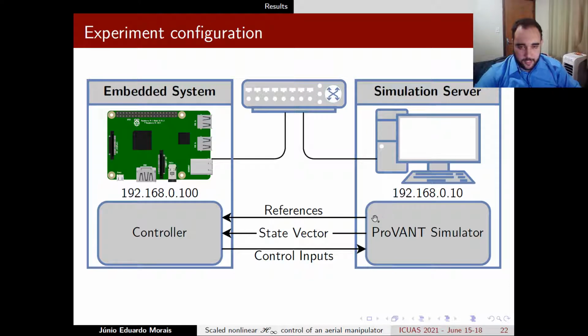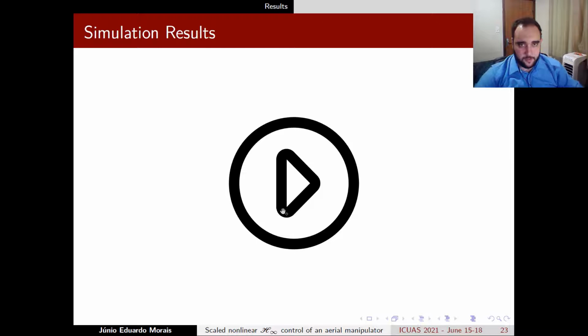At each time step, the simulator provides the controller with the references and the state vector, and the embedded system must then run the control law and respond with the desired control inputs to be applied. We now see a video of the simulation results.